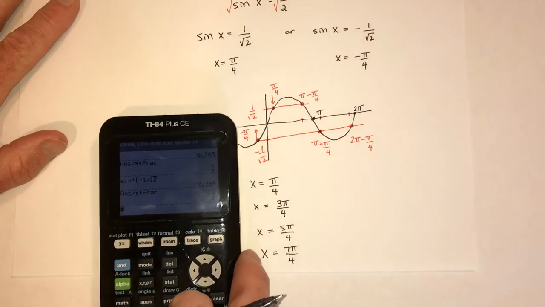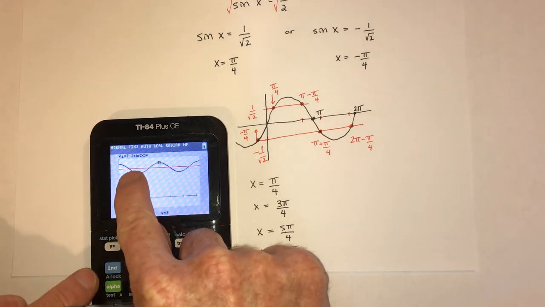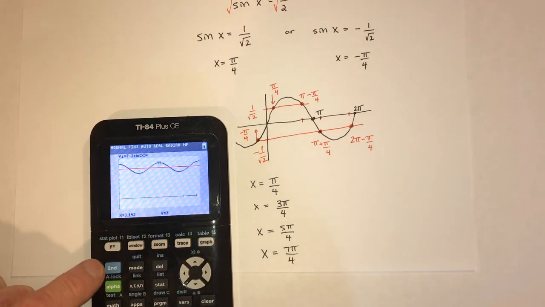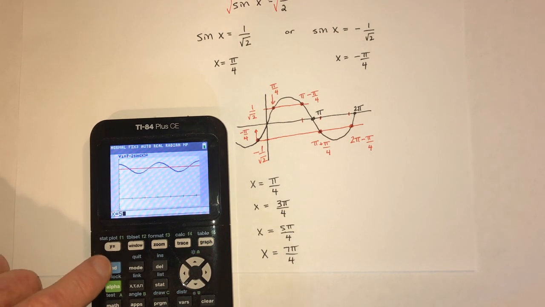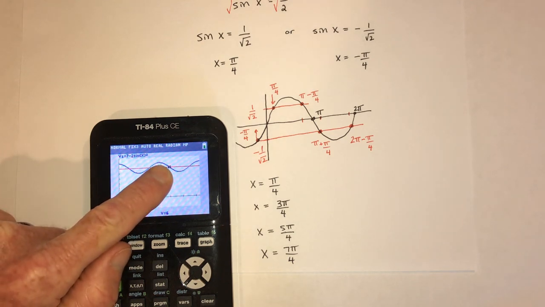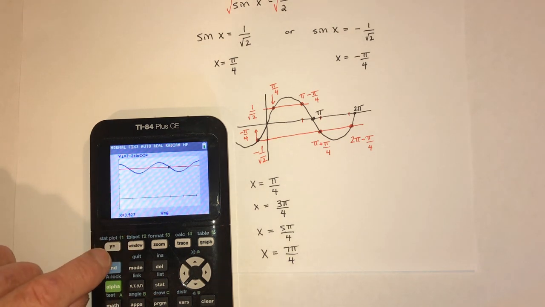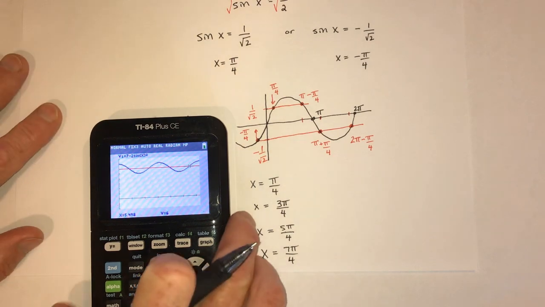And finally, I could just go back to the graph and check it. So this intersection, that should be pi over 4. Correct. The next one will be 3 pi over 4, so that should be this one. Correct. Then 5 pi over 4 should be this third one. Perfect. And finally, 7 pi over 4. There we go. 4 answers.